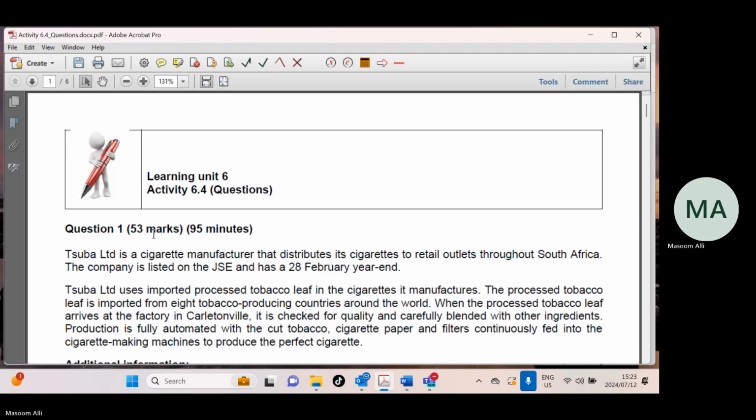So each mark, you should budget 1.5 minutes to earn those marks. If I do this calculation based on the 53 marks, I'm going to get 79.5 minutes, basically 80 minutes. So you guys get a little bit more than what is standard.